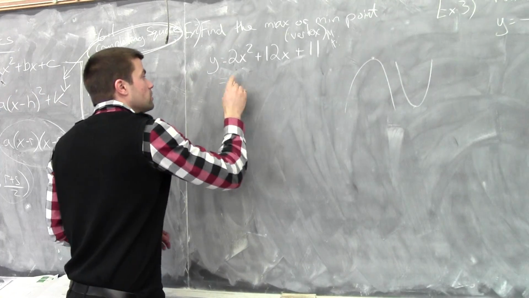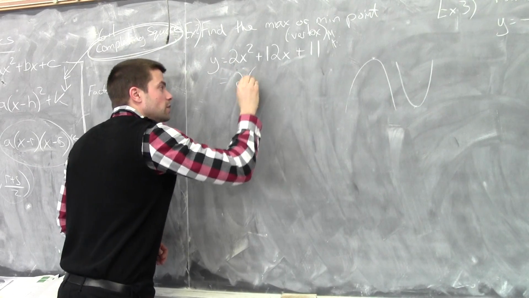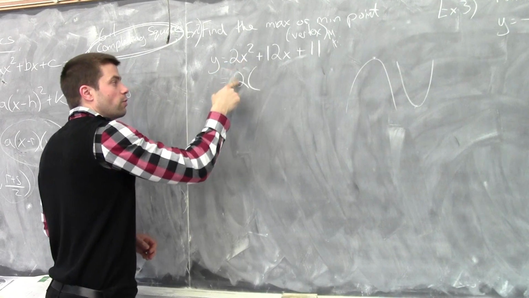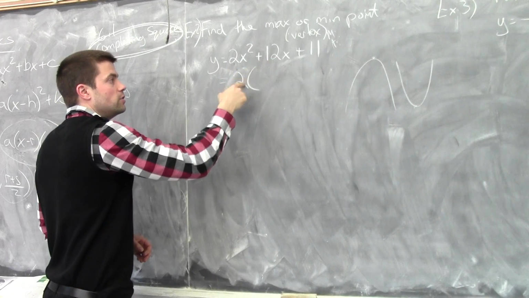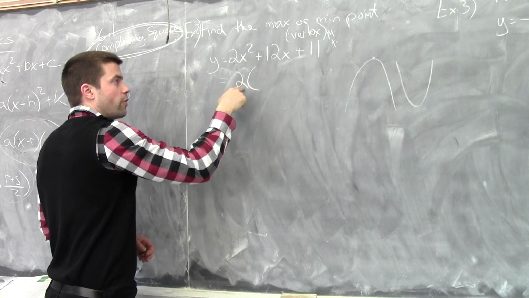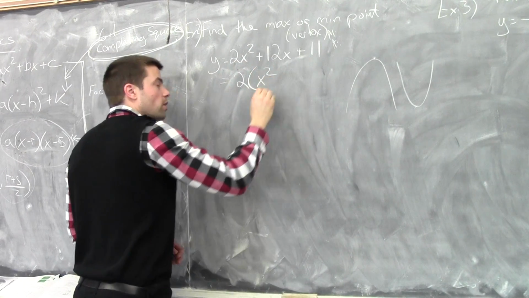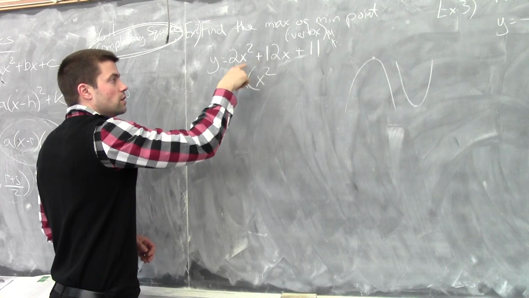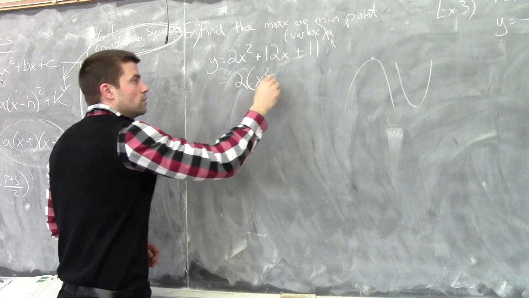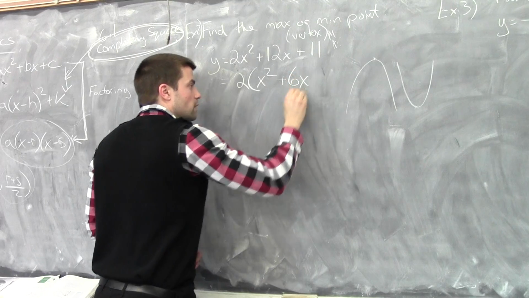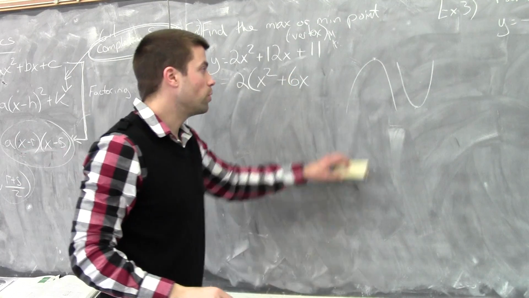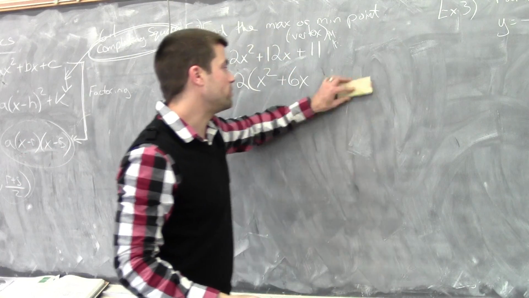What I mean by that? So it's a 2. The 2 is going to drop down. I'm factoring the 2 out. So when I factor out, I divide each term by 2. So this is going to be 2x squared divided by 2. You're going to be left with x squared. And then 12x divided by 2, so you're going to be left with plus 6x. Any questions just to there? That's all I've done so far.